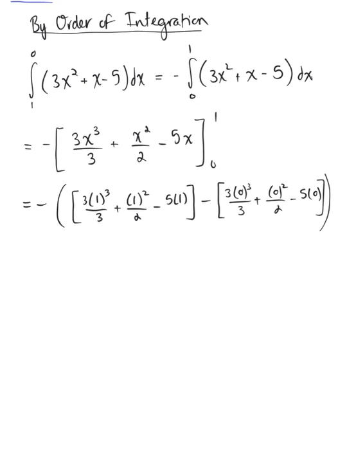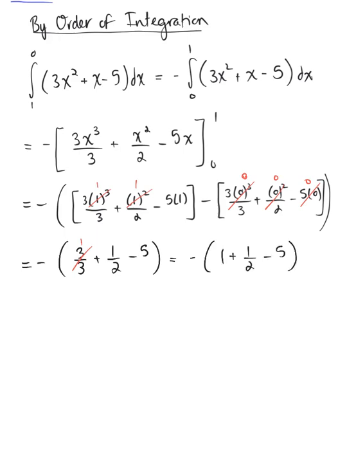And so we have lots of nice simplification here. We of course know that 1 cubed is just going to 1. 1 squared also goes to 1. And everything in this lower bound evaluation goes to 0. So this leaves us with minus, we have 3 divided by 3 plus 1/2 minus 5. And let's simplify. So we see 3 divided by 3 again, we know goes to 1. So this leaves us with minus 1 plus 1/2 minus 5.